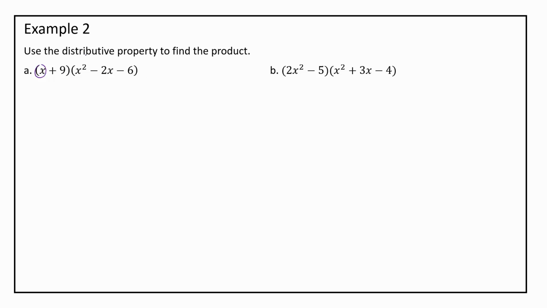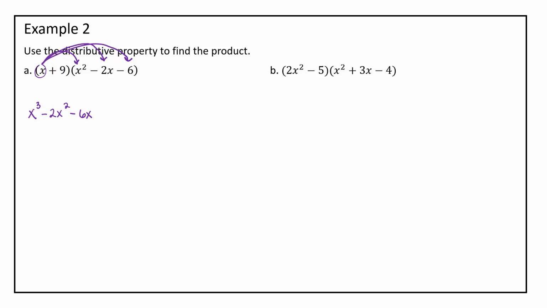So the way I write this down is going to help me keep track of different things that I'm doing. I'm going to do x times x squared, which is x cubed. And then I'm going to do x times negative 2x, which is negative 2x squared. And then I'm going to do x times negative 6, which is negative 6x.